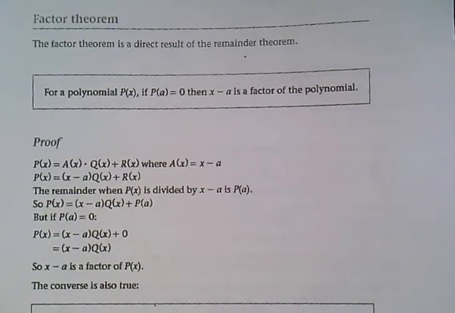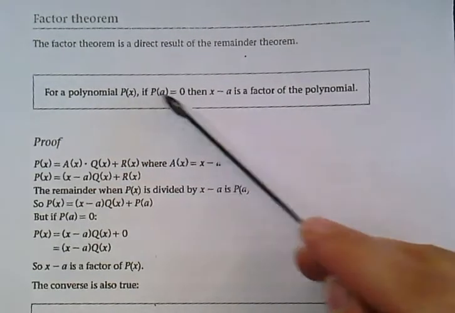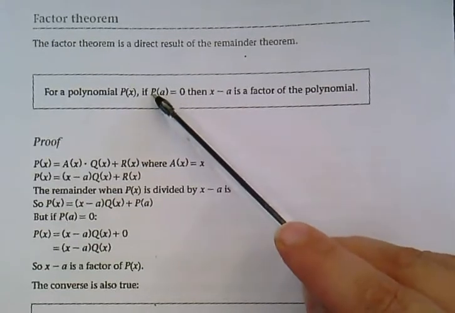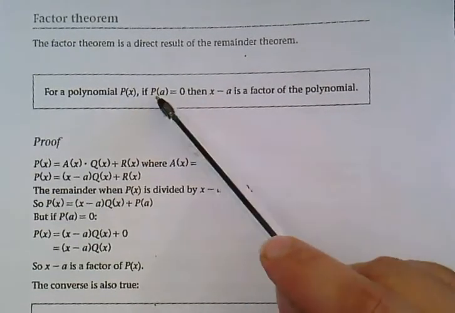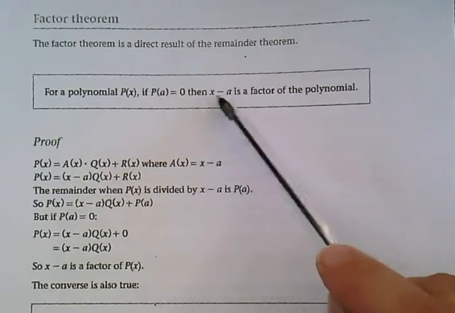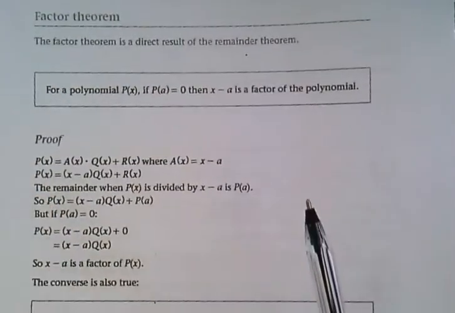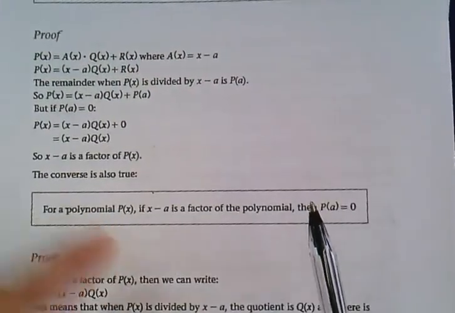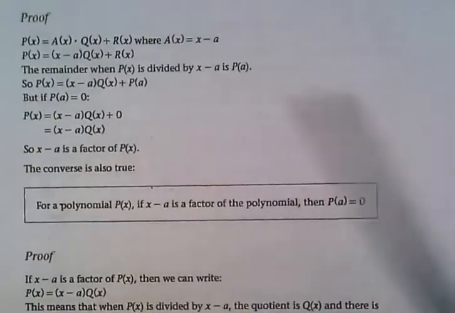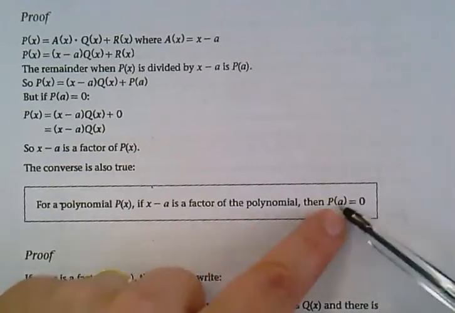Factor theorem. The factor theorem is a direct result of the remainder theorem. In those examples that we had just done, when your remainder is 0, that's the factor theorem. So for a polynomial p of x, if you substitute p of a and you get 0, then we say x minus a is a factor. The way we looked at it before is like down here. For a polynomial p of x, if x minus a is a factor, then p of a is 0.